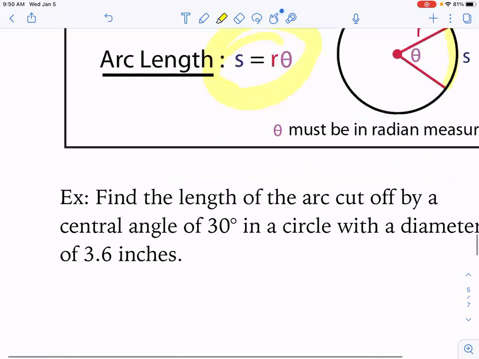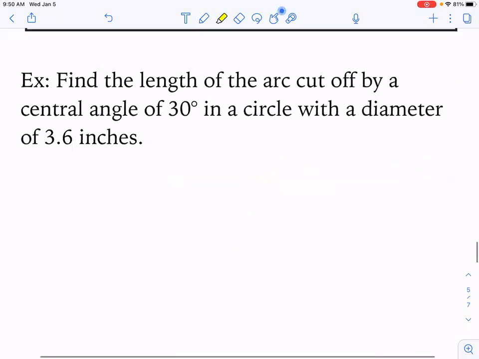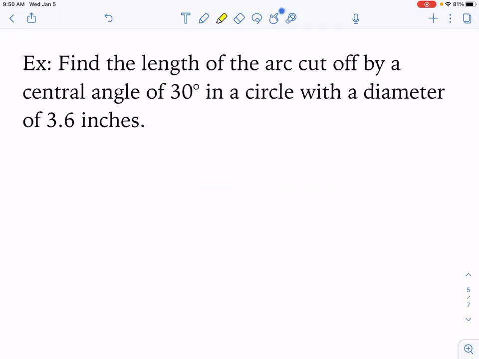Okay. All right, here's our example. We're going to find the length of the arc cut off by a central angle of 30 degrees in a circle with diameter of 3.6 inches. Write down the information. Write down angle of 30 degrees, diameter of 3.6 inches at the very least.